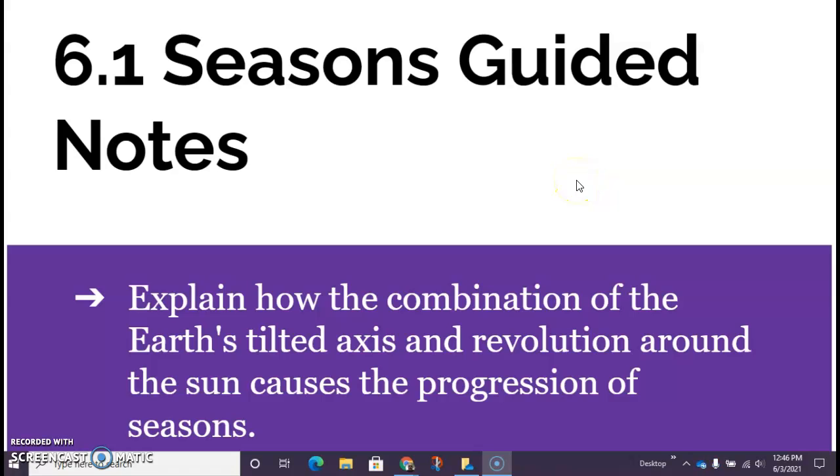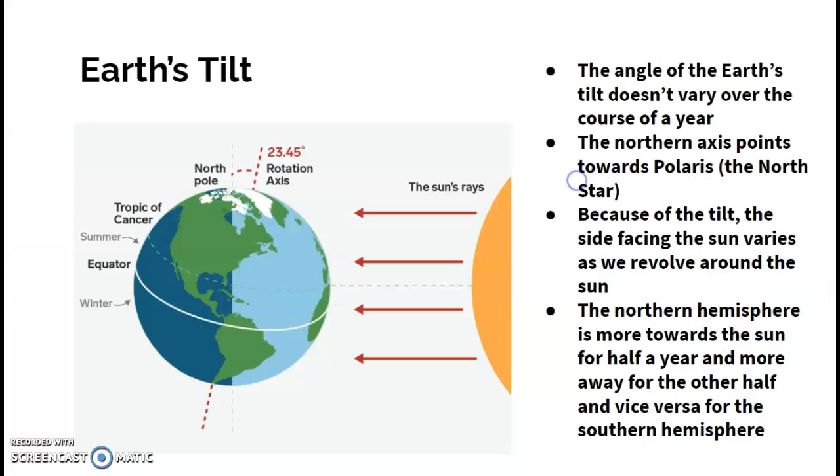Welcome back, everyone, and here we go with Chapter 6, your final chapter in the second session of RVA Earth Science. We are going to talk about the seasons. Now, this is going to take you back a little bit, especially to 5.5, where we talked about the Earth's motions. What we're going to look at is how the combination of the Earth's tilted axis and revolution around the sun causes the progression of seasons.